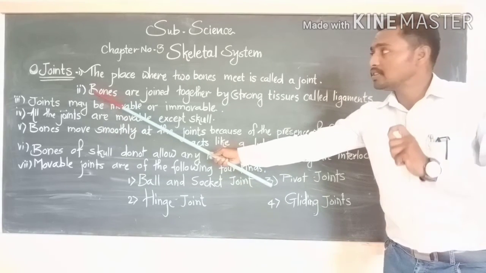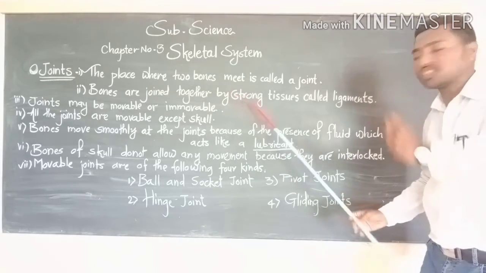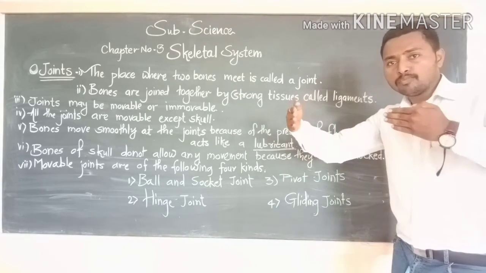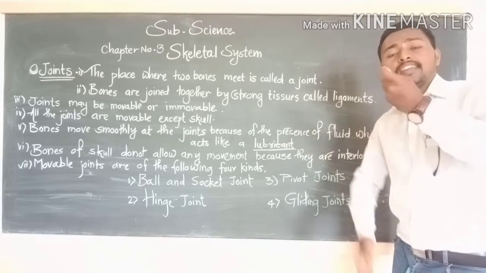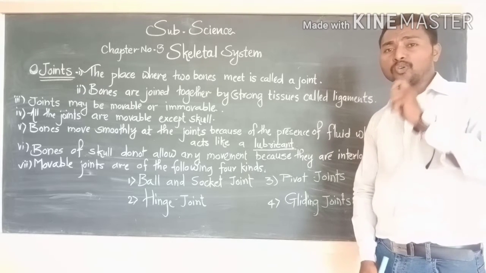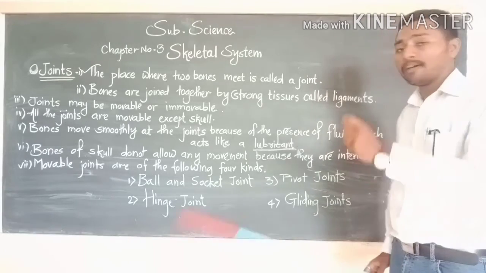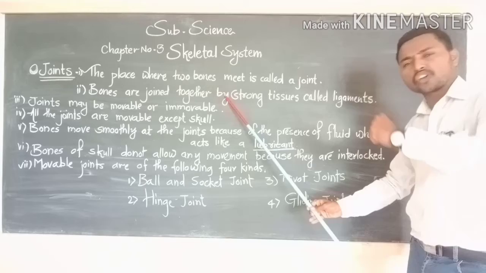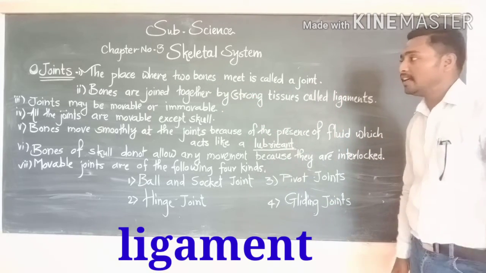Second, bones are joined together by strong tissues called ligaments. Consider two bones are joined together with strong tissues. Then what are the tissues? Tissues kya hai? Tissues are a group of cells. Hum usse kya kehte hain? Bones are joined together by strong tissues called ligaments. Hum usse ligament kehte hain.